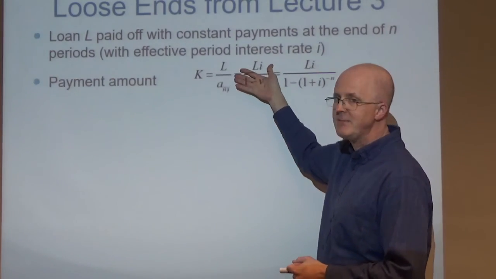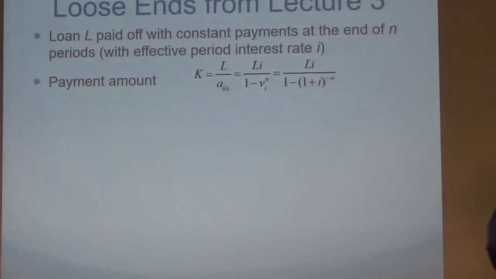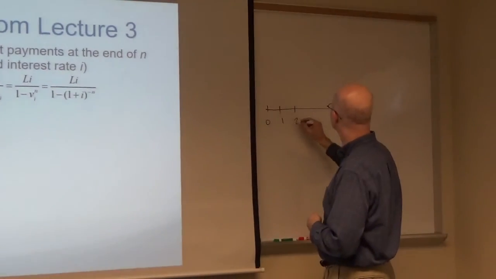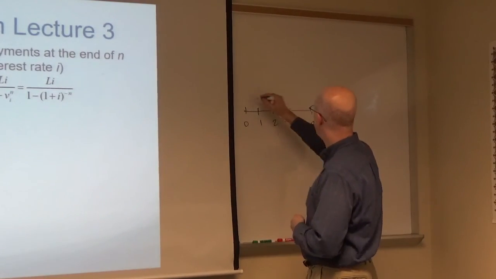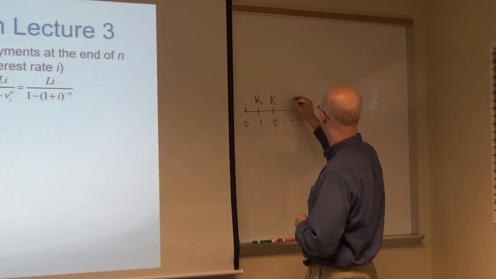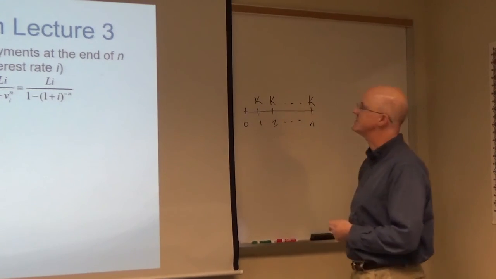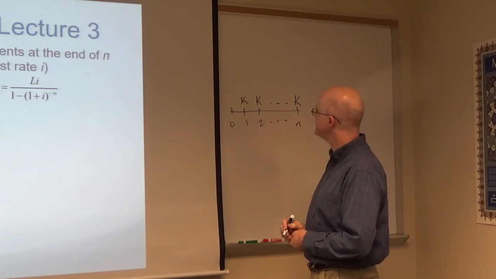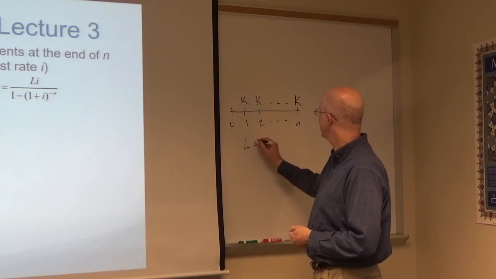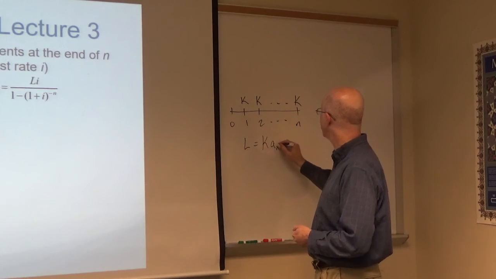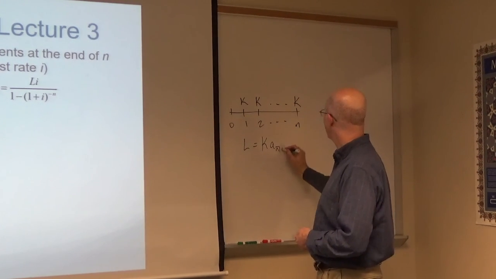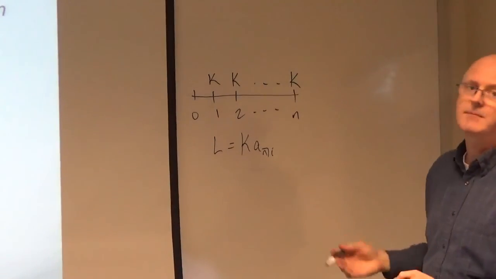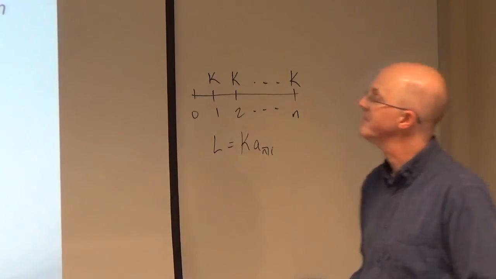This equation is pretty basic, and it's derived by thinking about a timeline like usual. You've got your payments of K that are occurring at the end of each period, perhaps the end of each month, and the present value of all these payments needs to equal the loan amount. So L needs to be K times a angle n at monthly interest rate i. You can then solve this for K by dividing both sides by a angle n to get this formula.